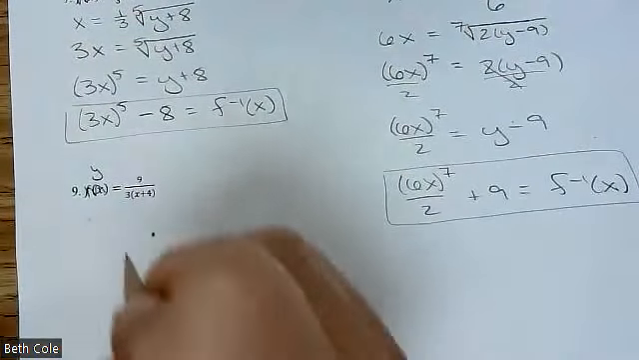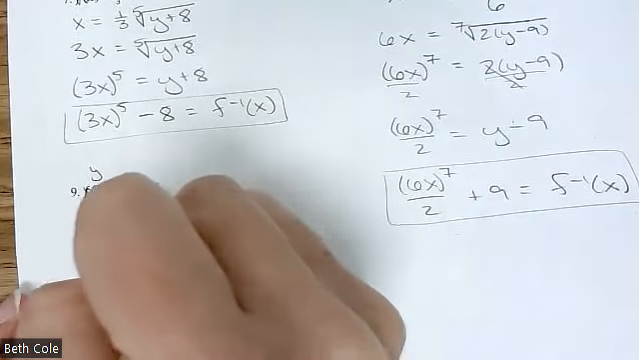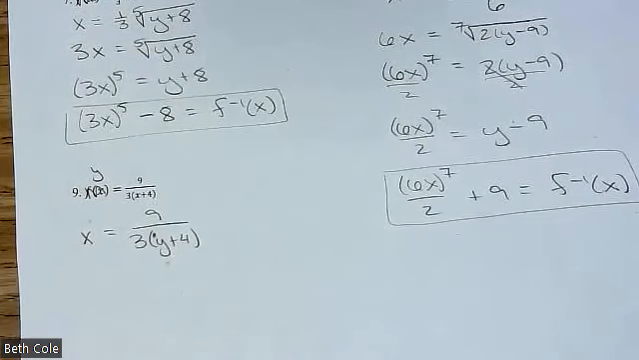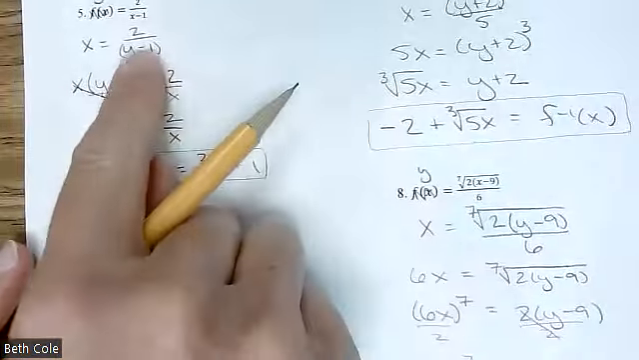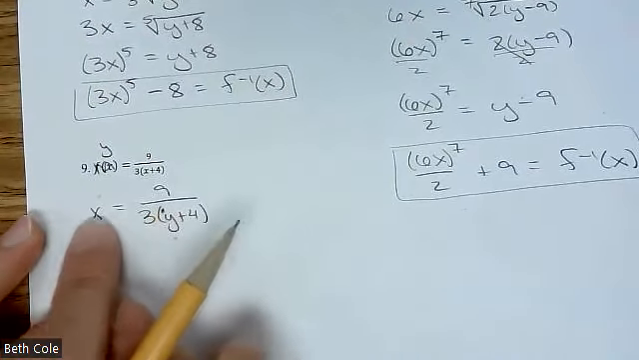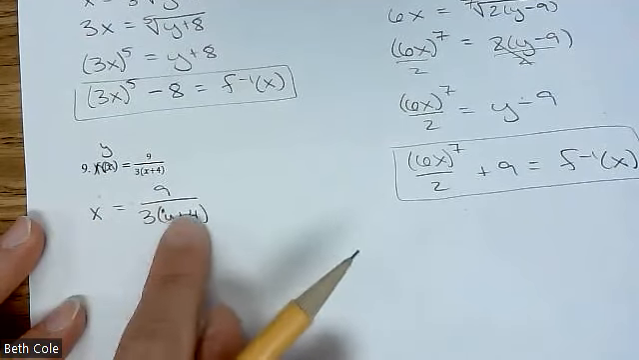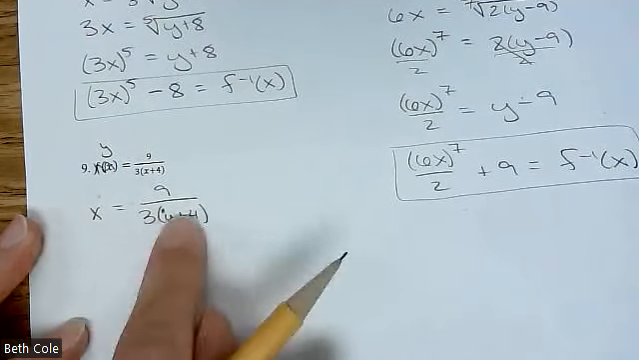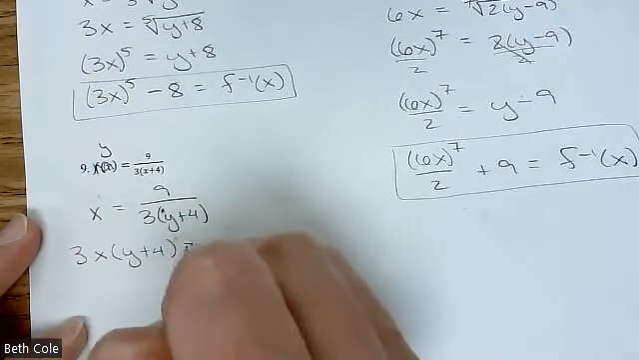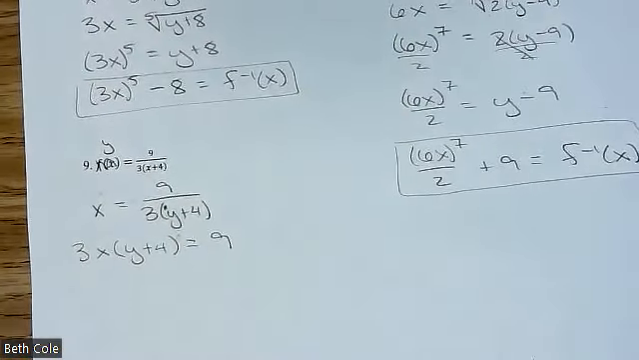All right, and then last one, switch x and y. X equals 9 over 3 times (y plus 4). And again, the problem is the y is in the denominator. So do exactly like we did with number 5. We multiplied this over to the other side. We're going to take the 3 and the y plus 4 and bring it all over to the other side. So it'll be 3x times (y plus 4) equals 9.